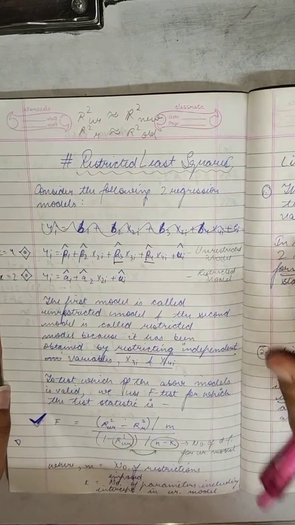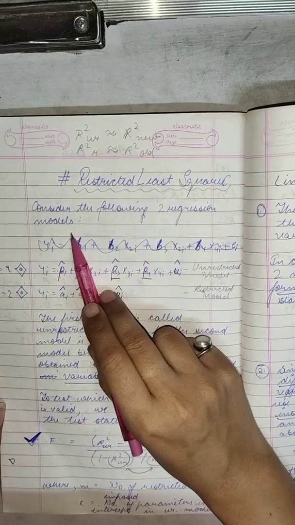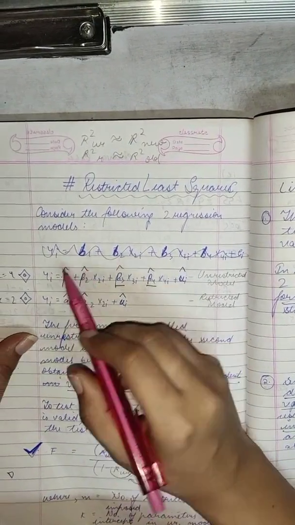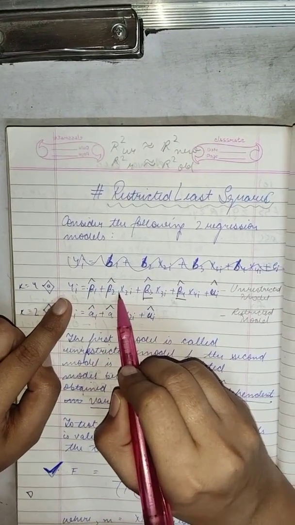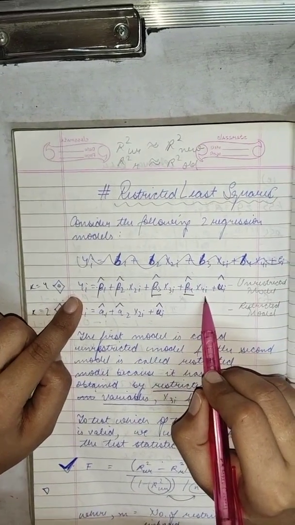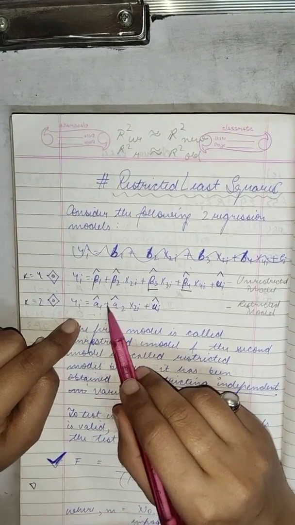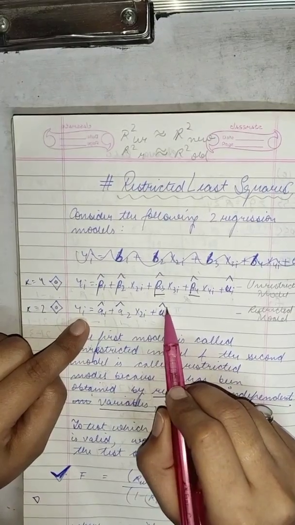The next topic is restricted least squares. Consider the following two regression models. Please bear with the handwriting in this particular section. yi is equal to beta 1 hat plus beta 2 hat x2i plus beta 3 hat x3i plus beta 4 hat x4i plus ui hat. And then you have another model, yi is equal to a1 hat plus a2 hat x2i plus ui hat.